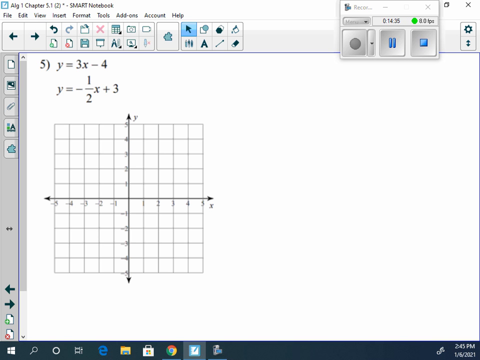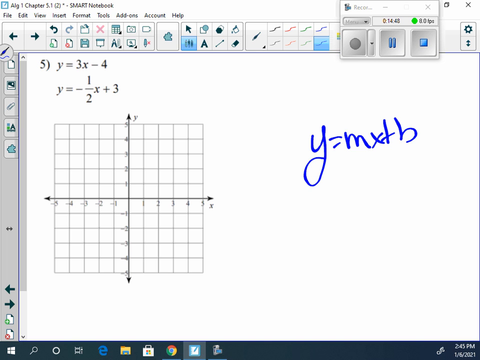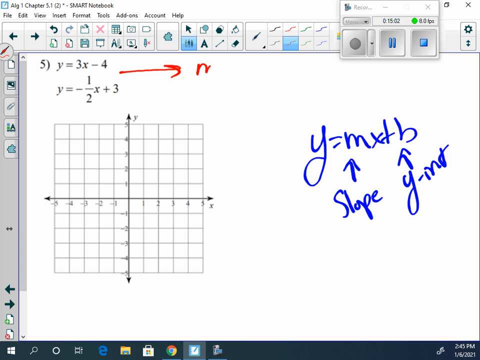We're going to look at another one here. So we have y equals 3x minus 4, and y equals negative 1/2 x plus 3. So again, we're still using the fact that y is equal to mx plus b, where m is the slope and b is the y-intercept. So for our top equation here, y equals 3x minus 4, what would the slope be? 3. It would be positive 3.